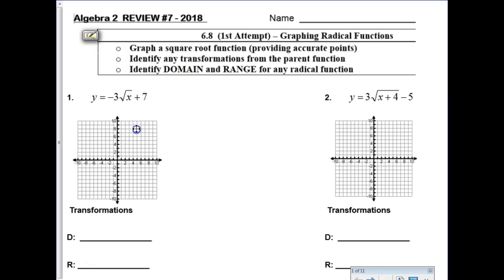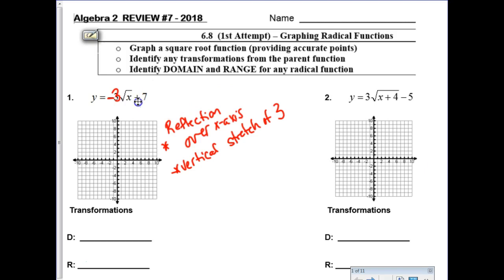This first section, however, is a first attempt at graphing radical functions. So I'm going to ask you to identify any sort of transformations that you see. The first thing I notice on the square root function here is that we have a negative in front, which means we have a reflection over the x-axis. And then there's also a 3 in front as an a value, so there's also a vertical stretch of 3. And then the other transformation I notice is this plus 7 outside of the radical. So that's the vertical shift of up 7.